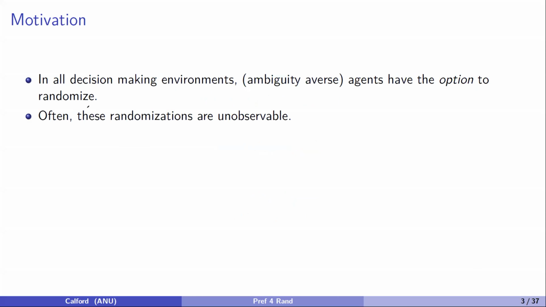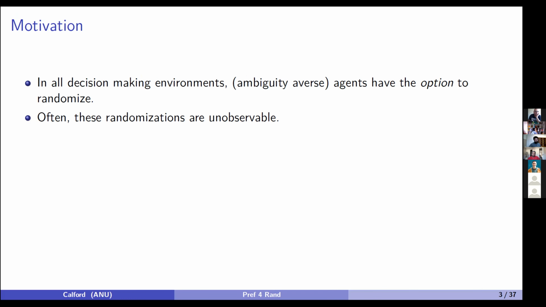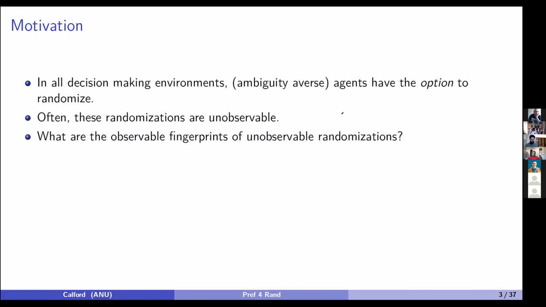And one of the things here is that these randomizations in a game are often unobservable. If I'm an observer of a game, I'll often just see the pure strategy realization of a mixed strategy. And so I'm interested in thinking about what are the observable fingerprints of these unobservable randomizations. If I'm watching a game, and for me in particular, if I'm running a game theory experiment, how can I tell whether my subjects are randomizing or just playing a pure strategy? And what are the observable implications of their preference for randomization?